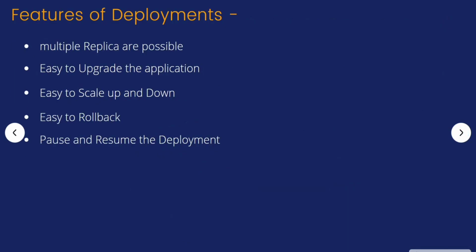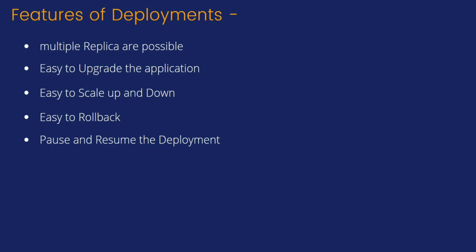Let's understand the features of deployments. Multiple replicas are possible. We can create multiple replicas, for example if we are moving from version v1 to v2, two replicas will be present. It is easy to upgrade applications: if you have version v1 and you want to upgrade to v2, we can do this with the help of a deployment. We can also scale up and scale down, increasing or decreasing the pods depending upon the situation.